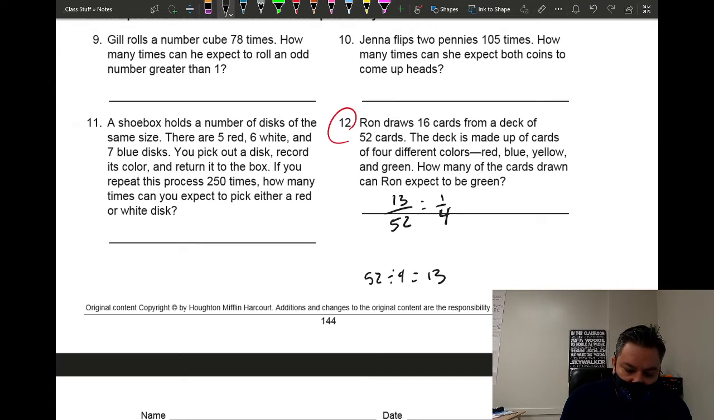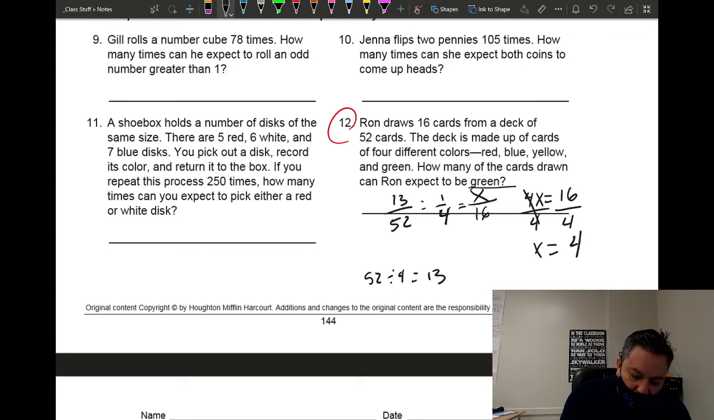Now, if you're gonna do this 16 times, the probability of getting a green one is 1/4. You're gonna put an x right there, okay? So all you gotta do is 4x equals 16, divide by 4, divide by 4, so x equals 4. So if you draw 16 cards from the deck of 52 cards, you can expect 4 of them to be green.